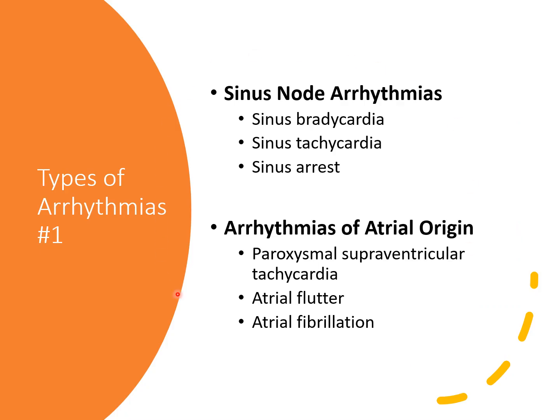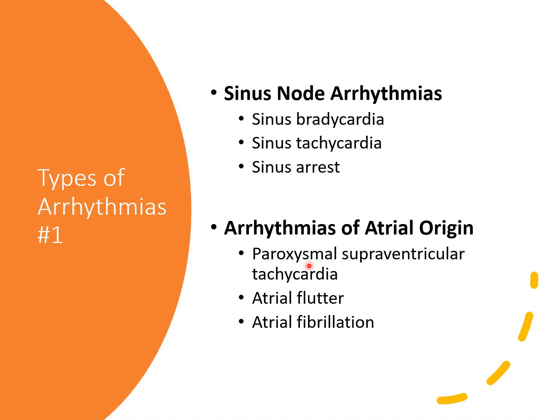So we'll talk about some different types of arrhythmias. Arrhythmias can be coming from the sinus node itself, from the normal pacemaker. These are things like sinus bradycardia, sinus tachycardia, or sinus arrest when the sinus node stops firing.